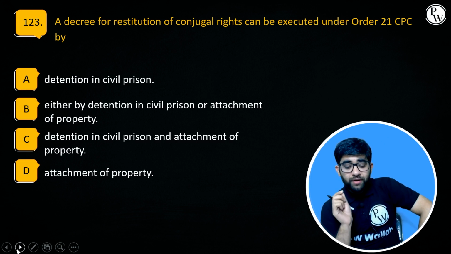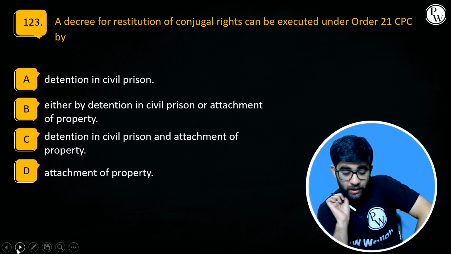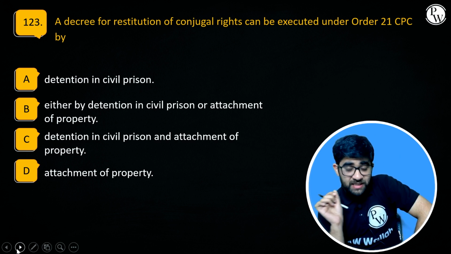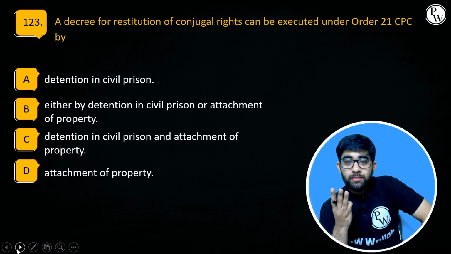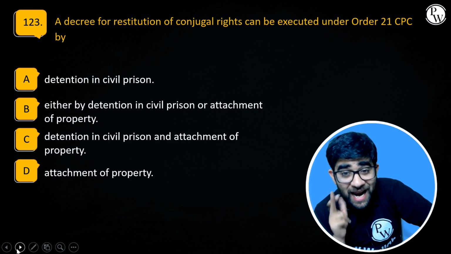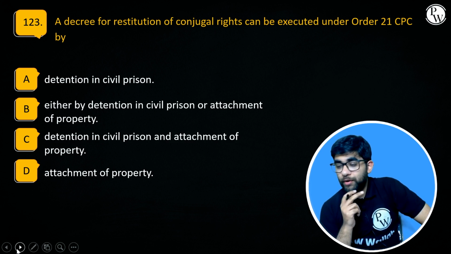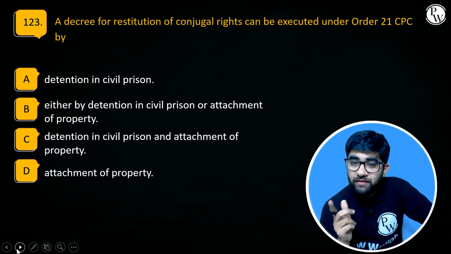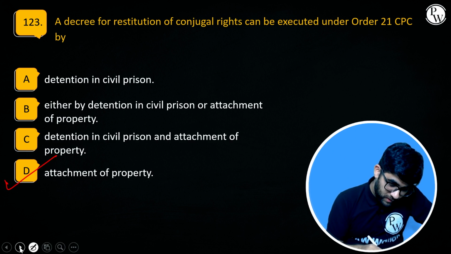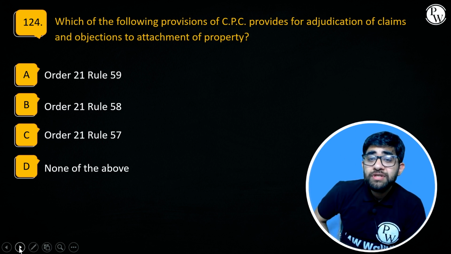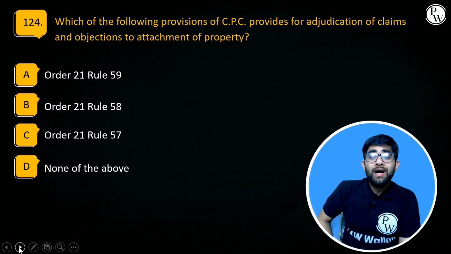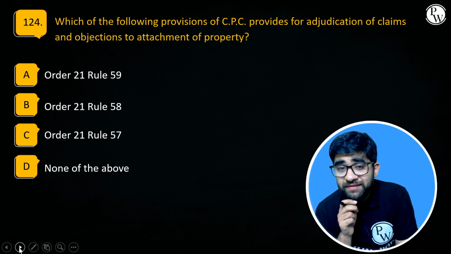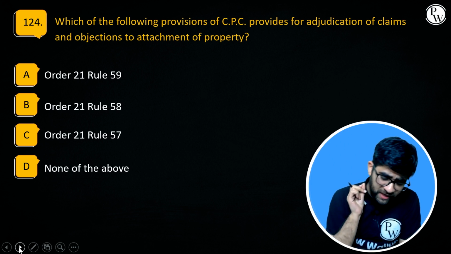Next, a decree for restitution of conjugal rights can be executed under Order 21 CPC either by detention in civil prison or attachment of property. The same shall be attachment of property. Next, which of the following provisions of CPC provides for adjudication of claims and objections of attachment of property? The same is defined under Order 21 Rule 58.